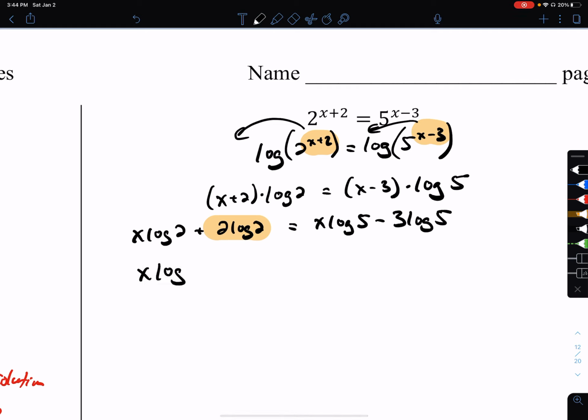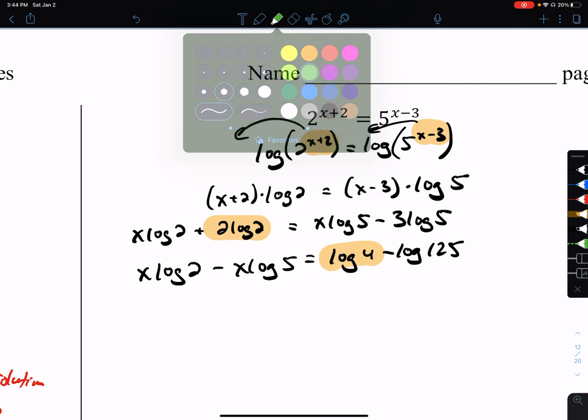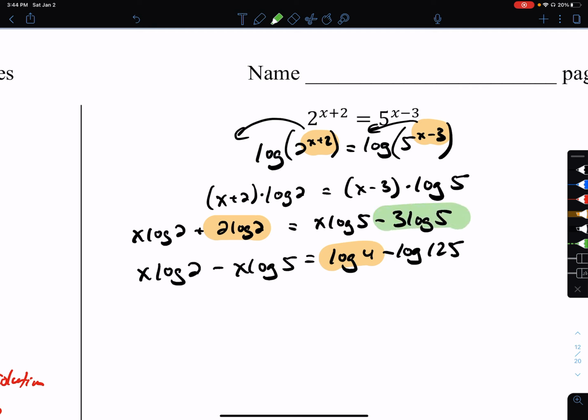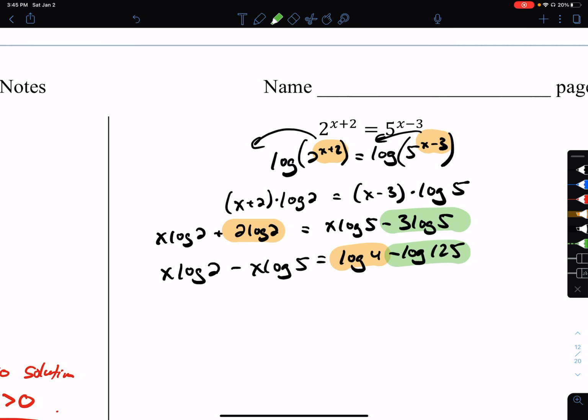So I'm going to move the terms that have the variables on the left. I'm going to move the terms that don't have the variables on the right. In addition to moving this over and moving this over, I changed 2 common log of 2 to common log of 4. And I changed minus 3 common log of 5 to minus log of 125. I keep saying common log, which you can say, just saying it to emphasize it. But if you just say log, it's implied that it's common log. So you don't have to say the word common.